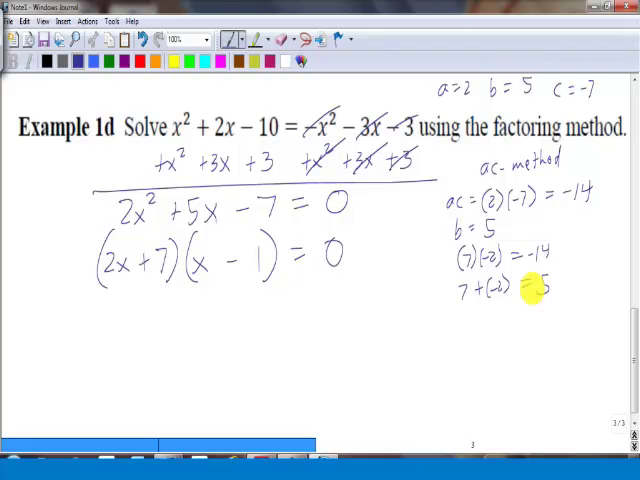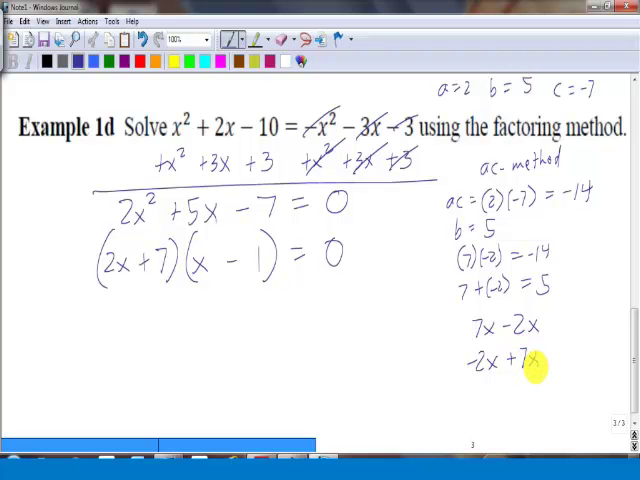There they are. Now what do we do with those? We use the 7 and the negative 2 to break apart the 5x. We're going to turn this trinomial, 2x squared plus 5x minus 7, into a 4-term polynomial with a very special property, the property that it can be factored by grouping. Now there are 2 ways to do it. They both work. Sometimes one way looks a little nicer than the other. We could take the 5x and write it as 7x minus 2x, or we could take the 5x and write it as negative 2x plus 7x.